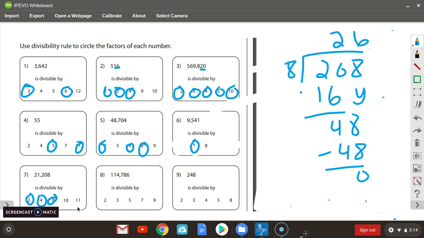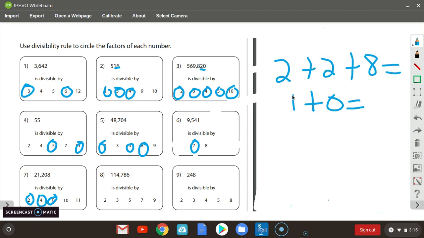Now we're going to take a look at 11 and see what that wonky rule says in terms of checking for divisibility. Divisibility rule for 11. And when I did that, you'll notice that I broke the values up. So I did every other number. So 2 plus 2 plus 8 is going to be equal to 12. And then 1 plus 0 is going to be equal to 1. And when I subtract that, I get 11. 11 is a multiple of 11. So 21,208 is going to be divisible by 11.